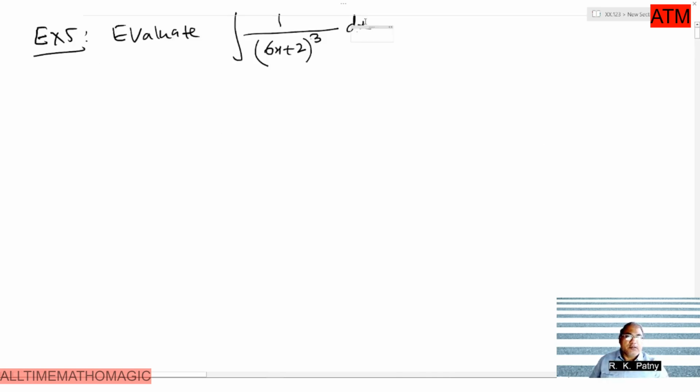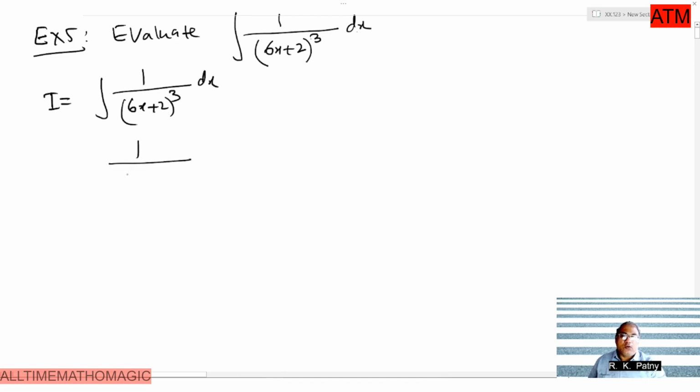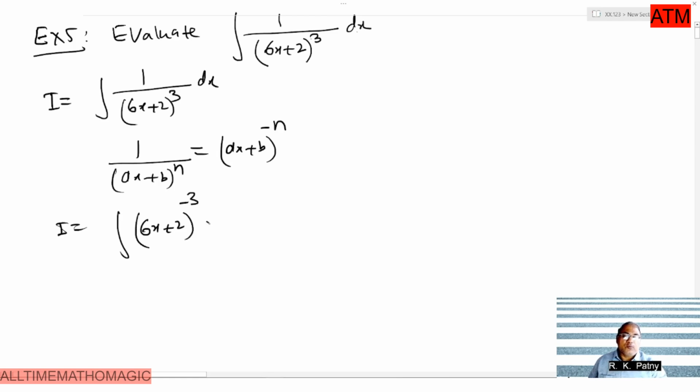Next question. Evaluate the integration of 1 upon (6x plus 2) whole cube with respect to x. Now I equals the integration of 1 upon (6x plus 2) whole raised to 3 with respect to x. We know that 1 upon (ax plus b) whole raised to n can be written as (ax plus b) whole raised to minus n. Therefore I equals the integration of (6x plus 2) whole raised to minus 3 with respect to x.